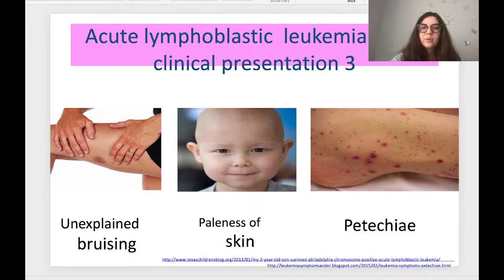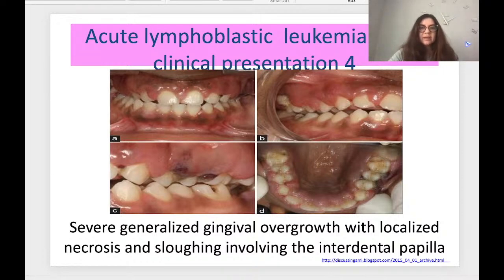Here, one of the brightest and most frequent symptoms is unexplained bruising, paleness of skin, and petechiae. They are nearly the same as in acute myeloblastic leukemia. And the same generalized gingival overgrowth. It is the same picture, it's possible for lymphoblastic too.